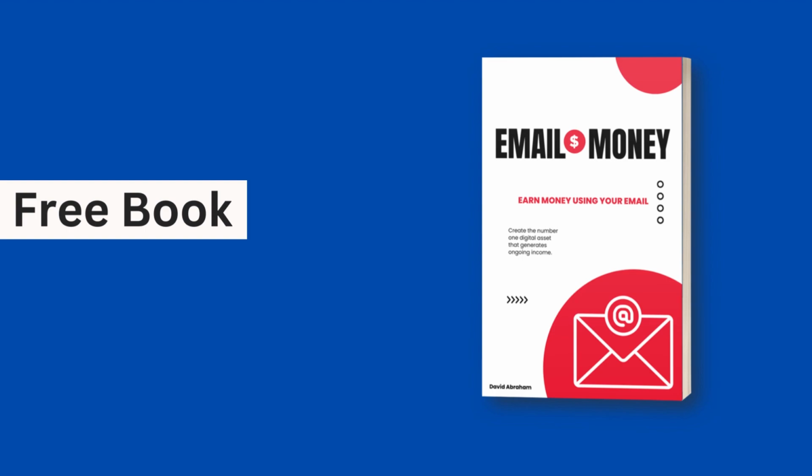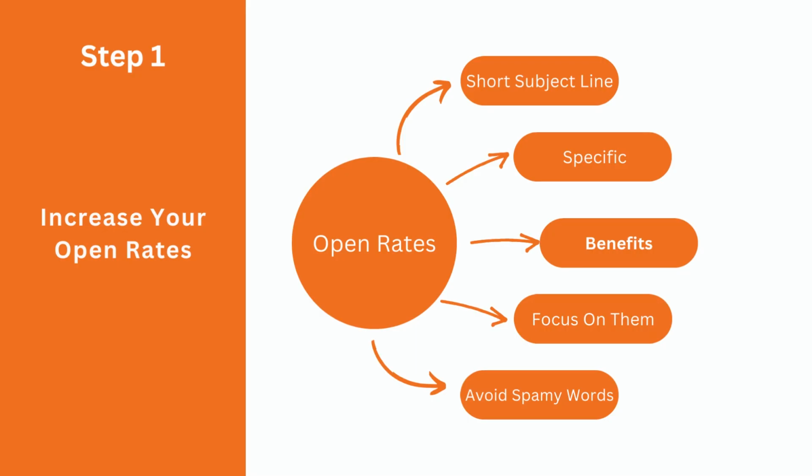Let's start our topic. Here are two important steps you can do in order to improve and make more sales with your email marketing business. The first step is increasing your open rates. What's open rate? Open rate shows how many email subscribers opened your email.